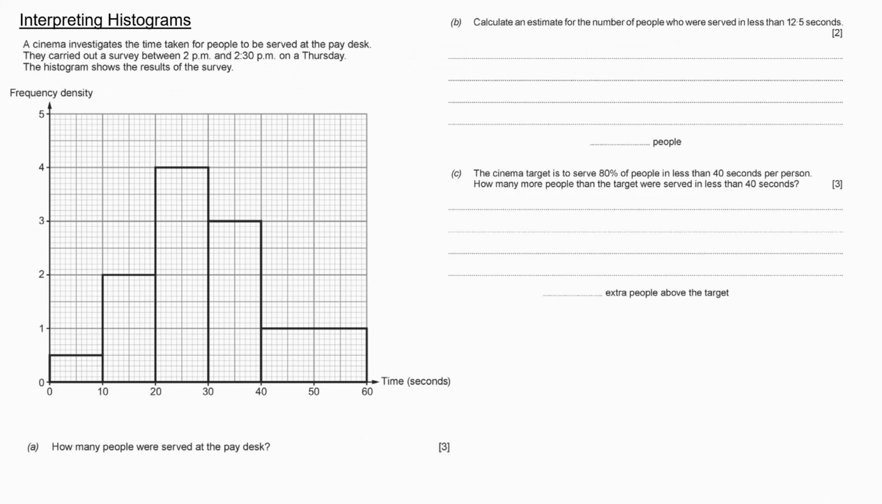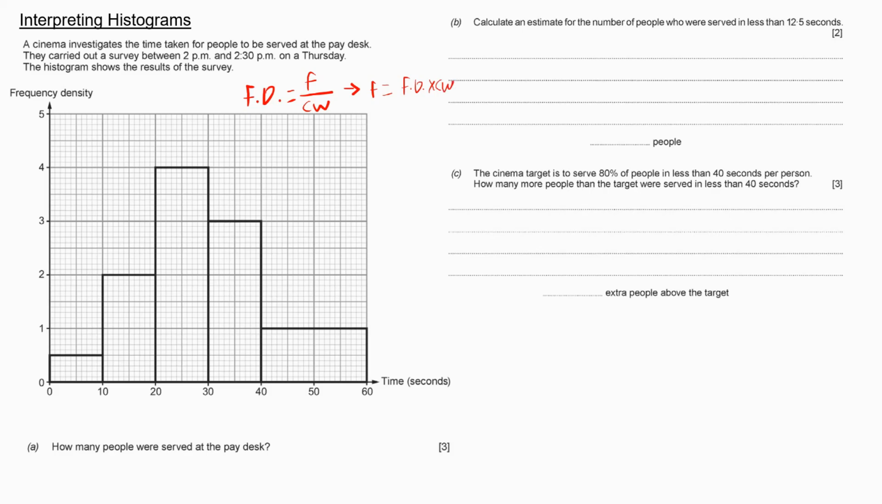Very often we need to interpret histograms, which means that we'll need to rearrange the formula frequency density equals frequency over class width to get frequency. So to get frequency on its own, you would multiply both sides by class width. So frequency is frequency density times class width.